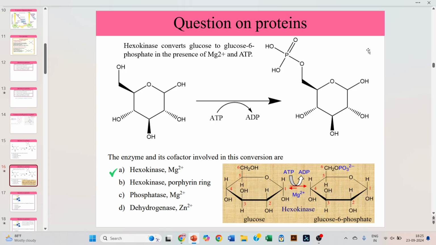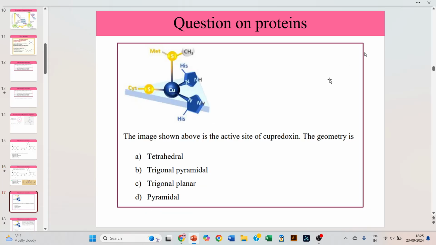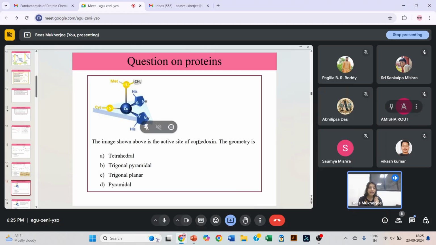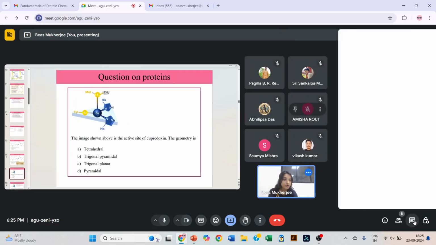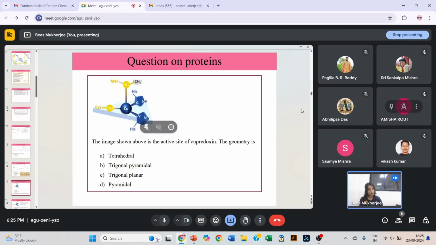Now we move on to another question. We actually studied cupredoxin very recently, right? Cupredoxins are a group of proteins which contain copper in their structure. Now one particular geometry is given and you have to tell me what this geometry is. This should be simple for you. Try to answer this.